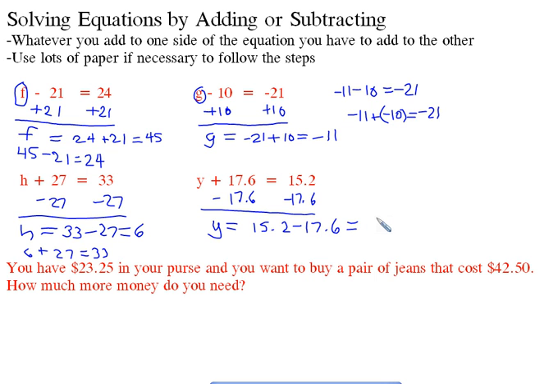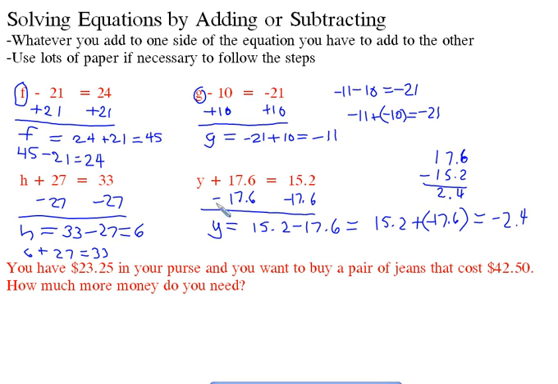And again, that just works as 15.2 plus negative 17.6. And then we figure out, well, this one has a higher absolute value. It's further away from 0, so it's going to be negative. And now we just do 17.6, or we subtract 15.2 from 17.6. That's going to give us 2.4. So negative 2.4.